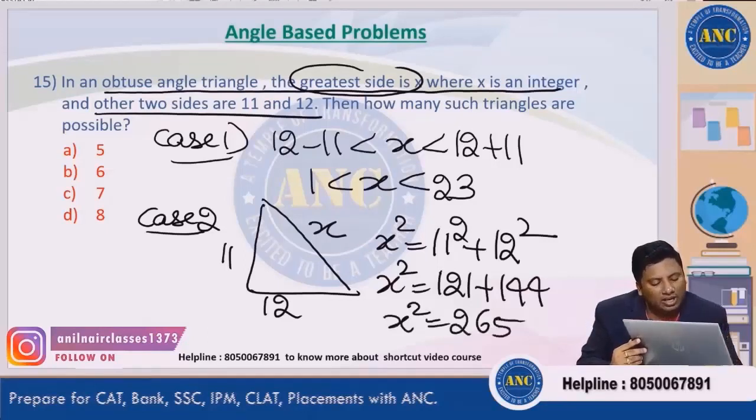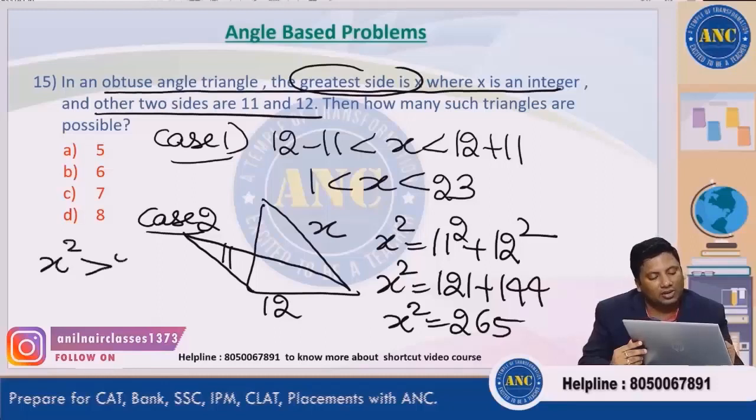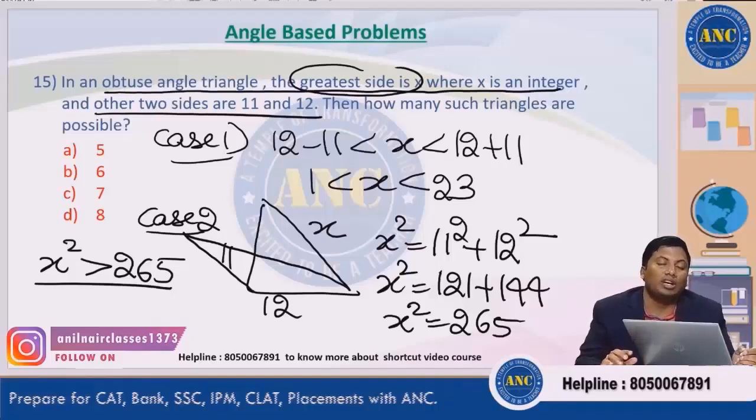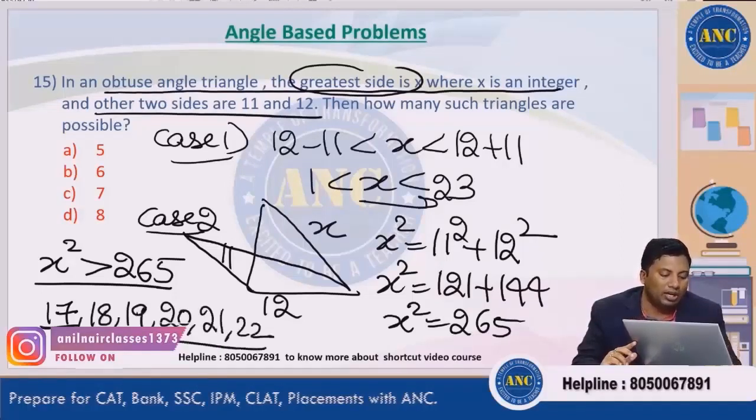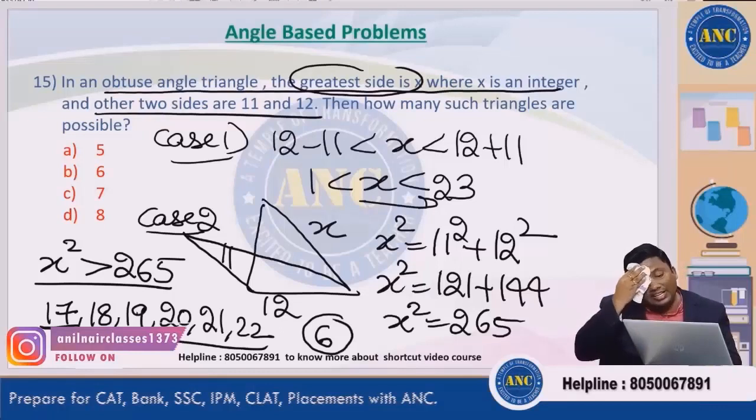But it is an obtuse angled triangle. The angle will be greater than 90. That means what will happen to the hypotenuse? Hypotenuse will increase. X square is greater than 265. What is the smallest integral value whose square is greater than 265? 17 square is 289. So the smallest value is 17. The value should go up to less than 23. 17, 18, 19, 20, 21, 22. So totally how many did I get? Totally I got 6 values.